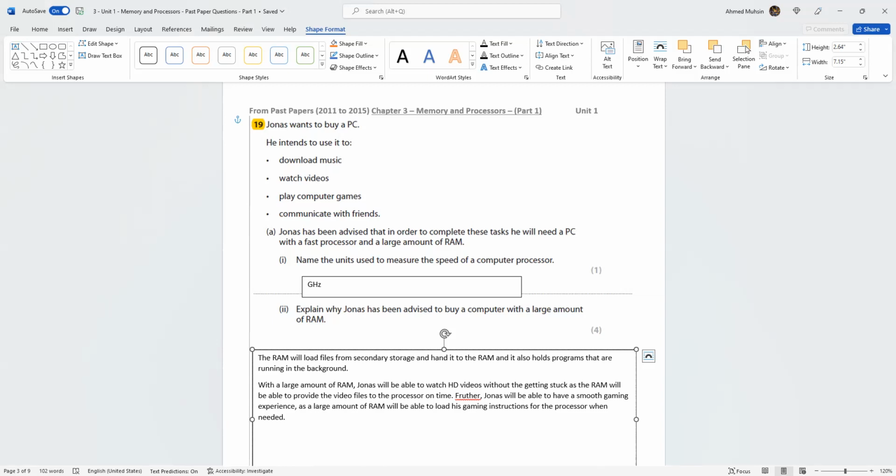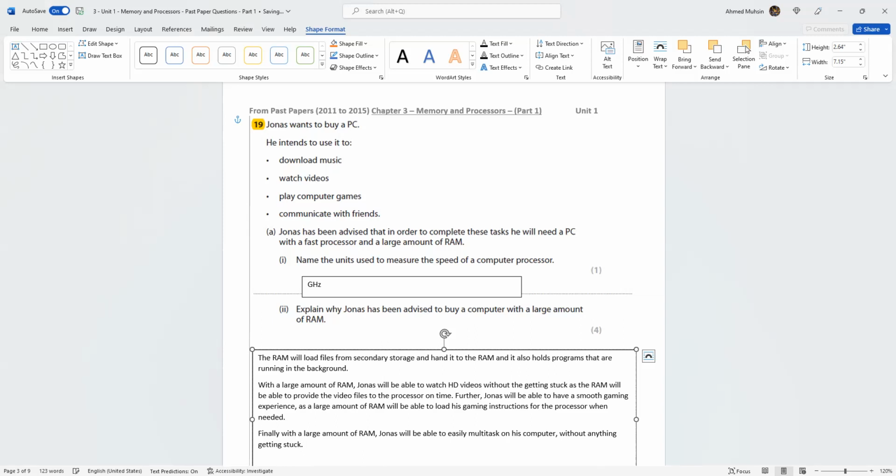Okay, then finally we can say that there are many tasks he wants to do. He wants to download music, watch videos, play computer games, communicate with friends, multitasking. So with a large amount of RAM, Jonas will be able to easily multitask on his computer without anything getting stuck.